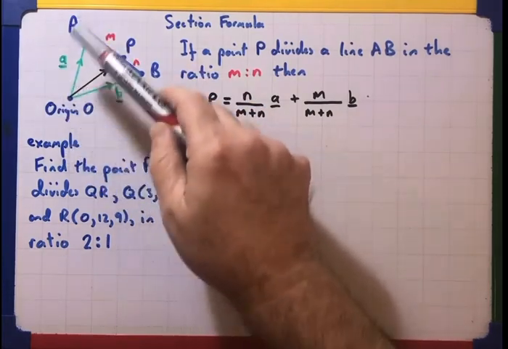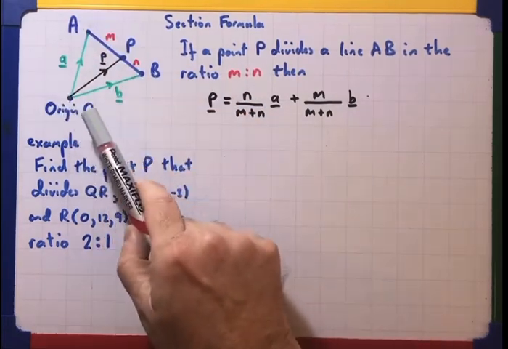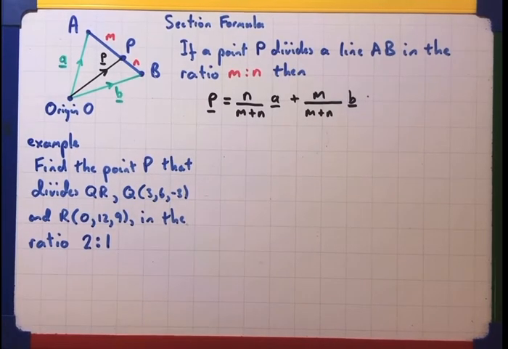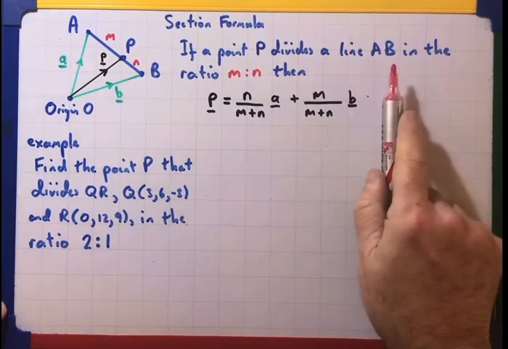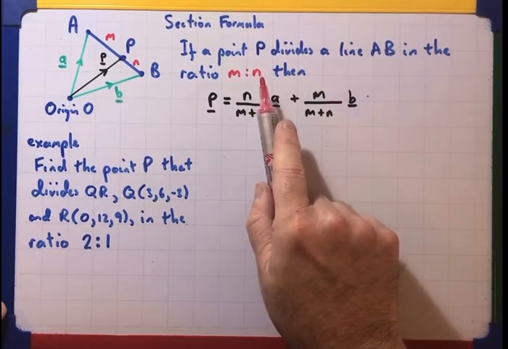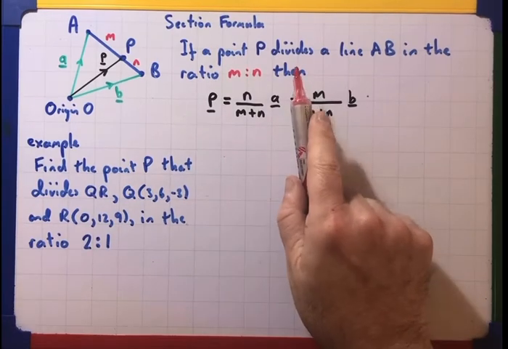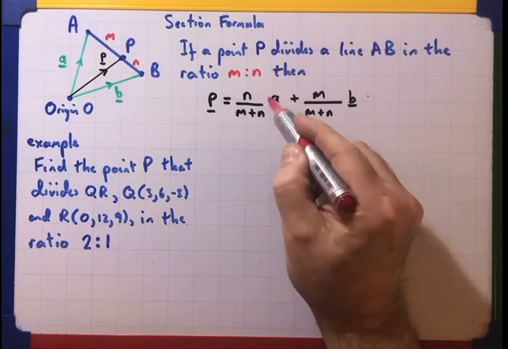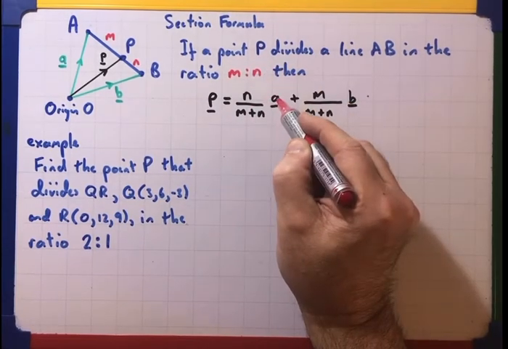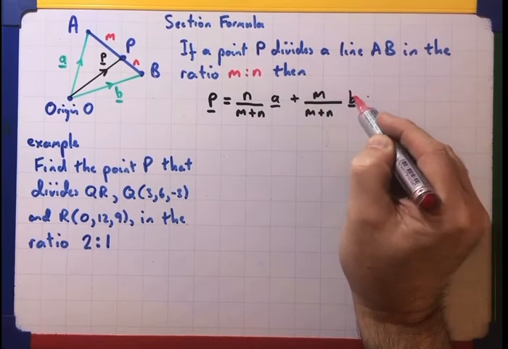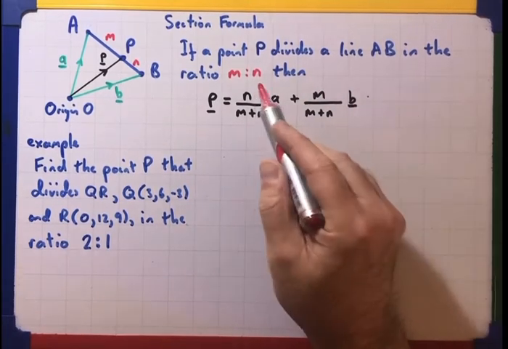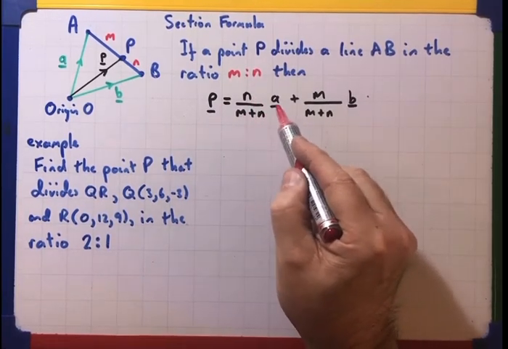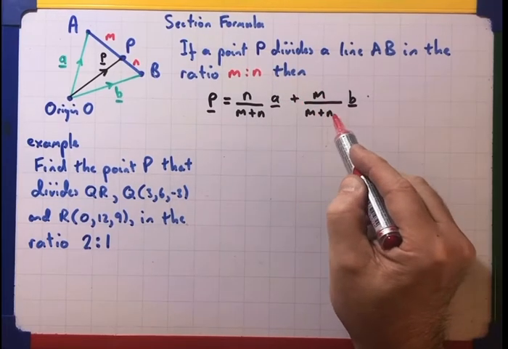I've shown you the position vectors. Remember, position vector just means from the origin O to the point. What it says is, if a point P divides a line AB in the ratio m to n, then, be very careful with this, it's the other way around. Look, it's A to B, but the n goes with the A and the m goes with the B. I'll explain why in a minute, but basically the position vector of P will be n over m plus n A plus m over m plus n B.